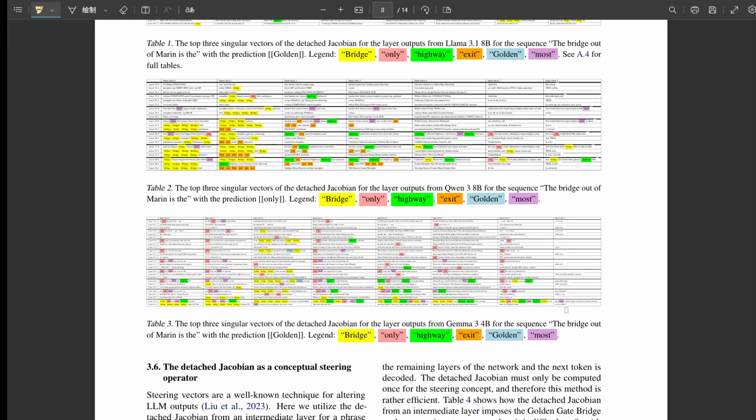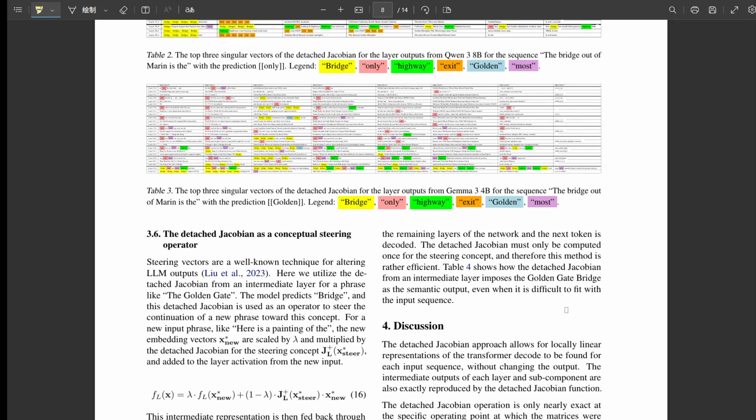Very cool. Okay, so we've covered the innovation, the method, the validation, the insights, and an application. What about the downsides? What are the limitations of this detached Jacobian approach? The paper is actually very clear about this, which is good academic practice. The key limitation is that the numerical exactness of this linear representation holds only at the specific operating point at which the matrices were computed. Meaning only for that exact input sequence used to calculate it. Precisely. Even a tiny change or perturbation to the input embedding, which would correspond to using different input words, or even just slightly different numerical representations of the same words, would result in a completely different detached Jacobian.